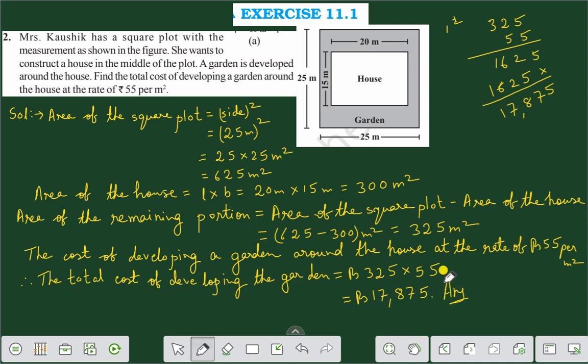Again we are repeating. First of all we find the area of the remaining portion. Here the area of the square plot is 625 meter square. Area of the house is 300 meter square. Therefore area of the remaining portion is equal to 625 minus 300, that is 325 meter square. And here it is given that the cost of developing a garden around the house is at the rate of rupees 55 per meter square. Therefore the total cost of developing the garden is equal to 325 into 55, that is rupees 17,875.